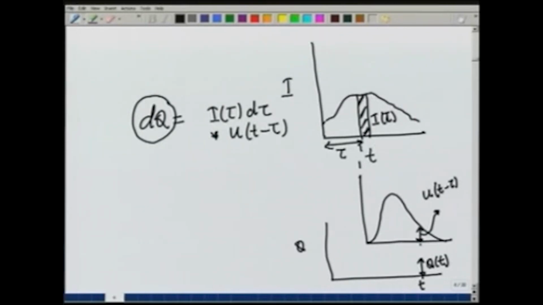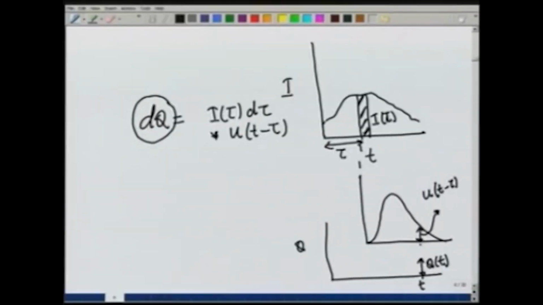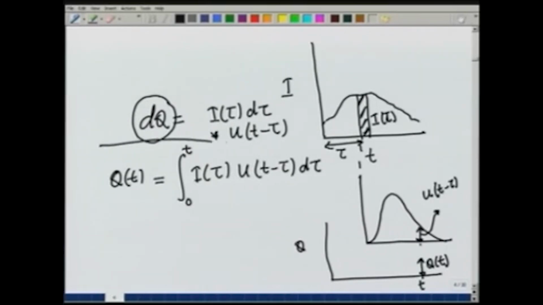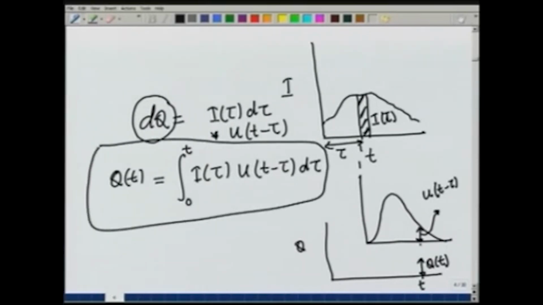So, we say that this is the depth of rainfall I tau d tau occurring over the catchment. Instantaneously, it will cause a direct runoff of dq, and if we want to find out the total ordinate q t, we have to integrate it from 0 to t. So, this equation gives us a way of finding the direct runoff ordinate at any time t.